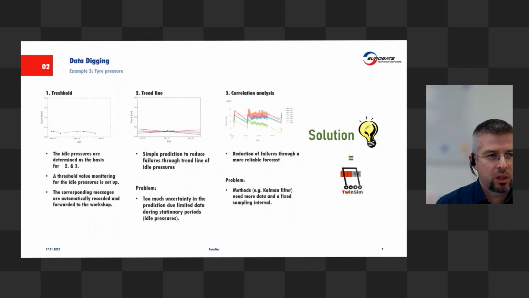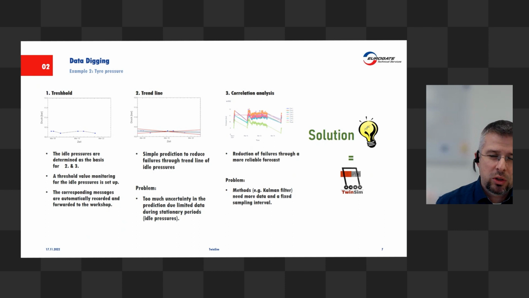And afterward, we calculate an idle pressure, which is shown here in the first picture. And what is the idle pressure? The idle pressure is when the tire is cool and the straddle carrier has not been moving for a minimum of 1 hour. We put a threshold on this data and monitor if the threshold is raised. And if this happens, the maintenance team is informed by an email.